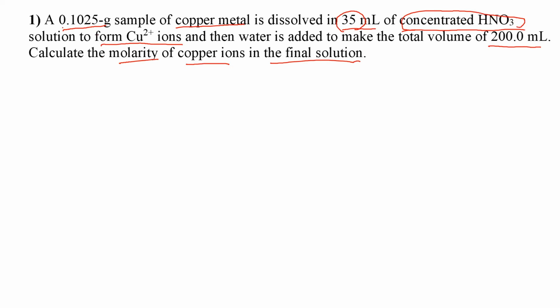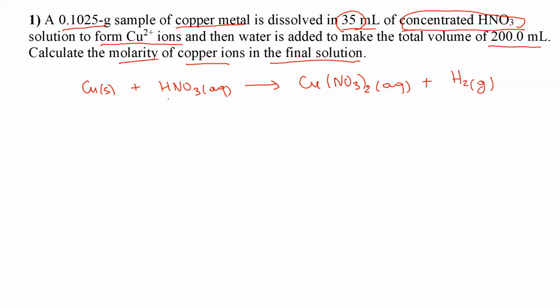So all of our copper will be transformed to copper 2 ion. So let's first write the molecular equation. So we have copper solid plus HNO3 aqueous that will give copper nitrate 2 times aqueous plus hydrogen gas. Okay. Here we have HNO3. It is part of our 7 strong acids.